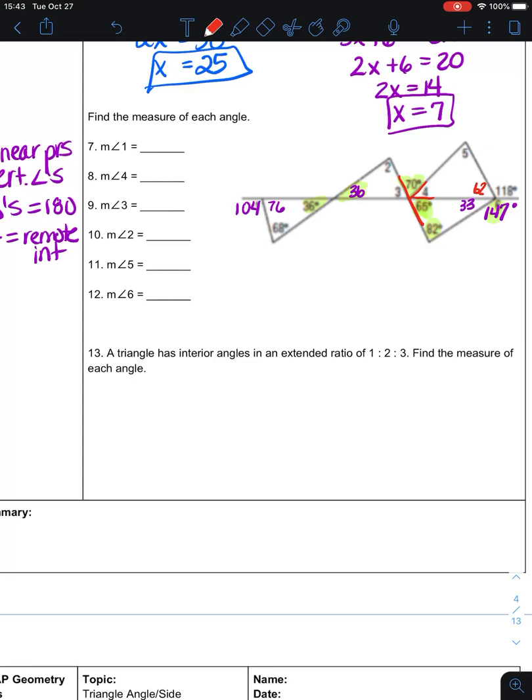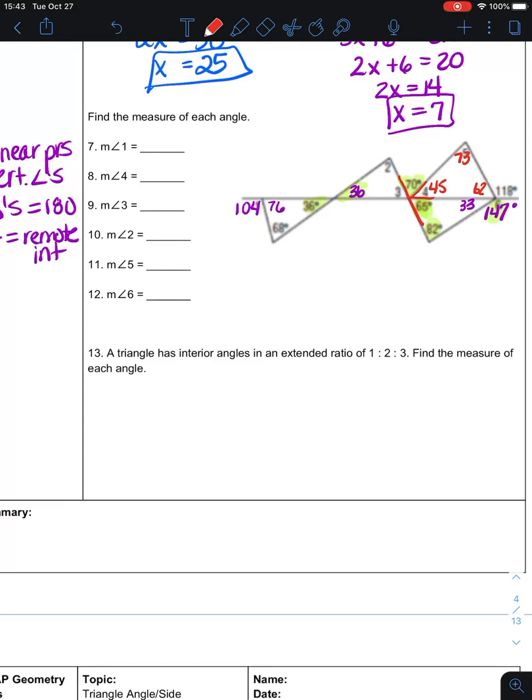Notice that these three angles form that straight line, which is a straight angle. So that means if I add 70 and 65, I get 135. If I subtract that from 180, I know that angle 4 is 45. Now I can find angle 5. 45 plus 62, and subtract that from 180 is 73. So angle 5 is 73.